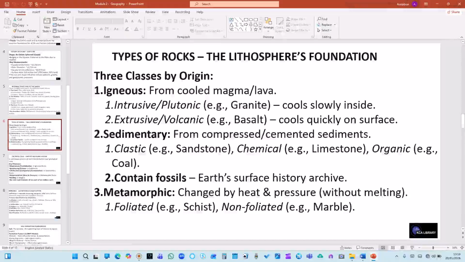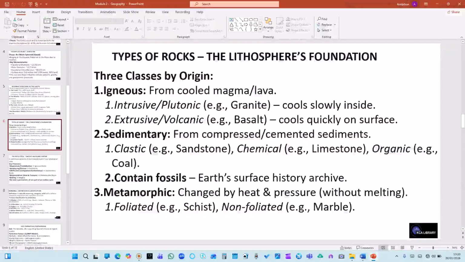Now let us look at types of rock. There are three main classes of rock by origin. Number one is igneous rock, which is formed from cooled magma and lava. It is subdivided into intrusive or plutonic, that is cooled slowly inside, and extrusive or volcanic, which is cooled quickly on the surface.